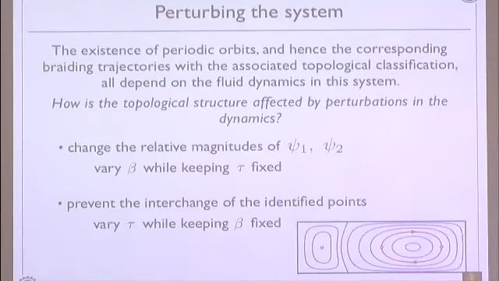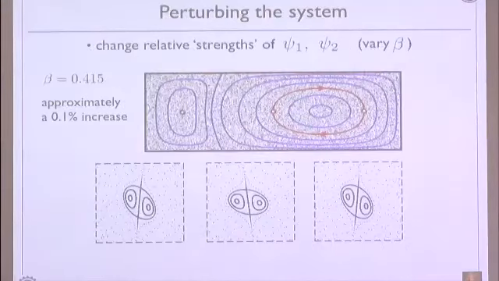There are a couple of different ways to perturb. One is to perturb the relative strength of these two modes, which amounts to changing the location of this separating streamline here. The other is to change the amount of time that we allow this to run for, so we allow for the overshooting of the position or undershooting of the exchange of these positions. They're very closely related. I'll show you what happens briefly here. So change the relative strength of these two, so I'm increasing beta by approximately 0.1%.